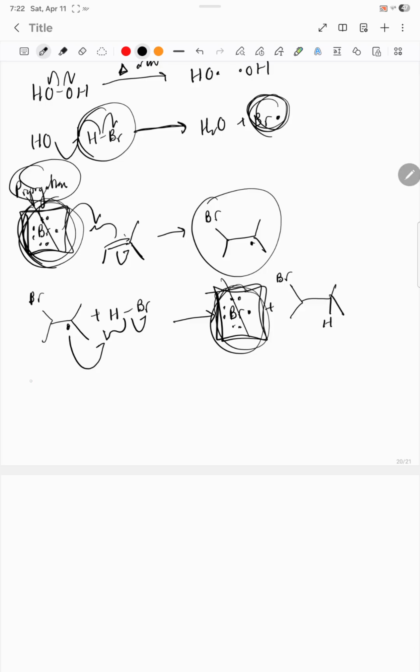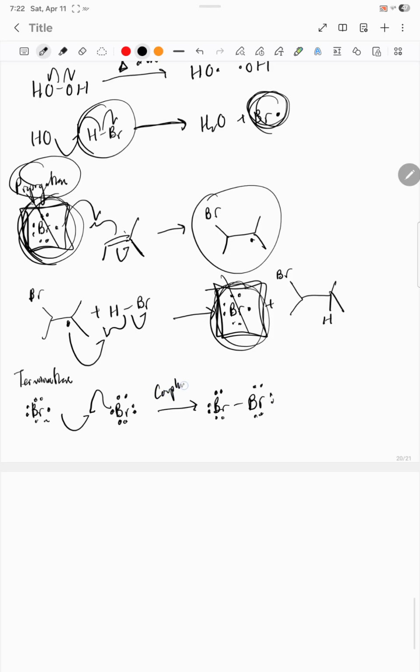So we learned of abstraction, and now let's go to termination. Termination is basically when we have two bromine radicals, like the ones we were talking about, and they form dibromine, Br2. That is through a process called coupling.